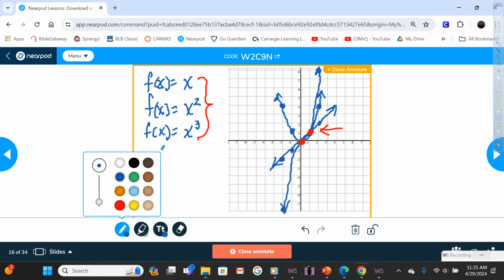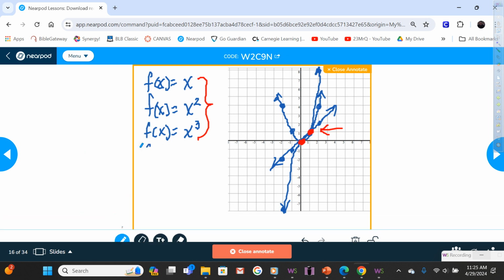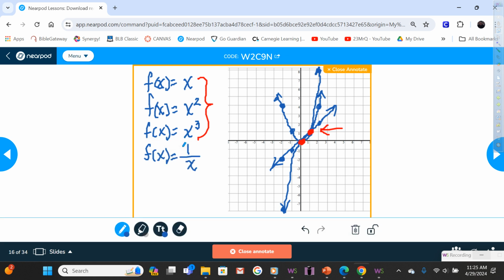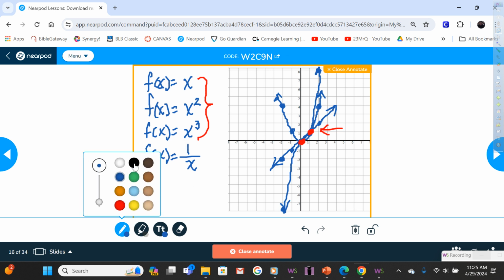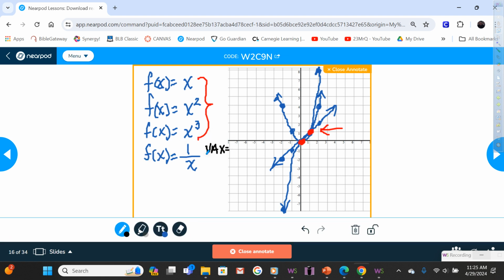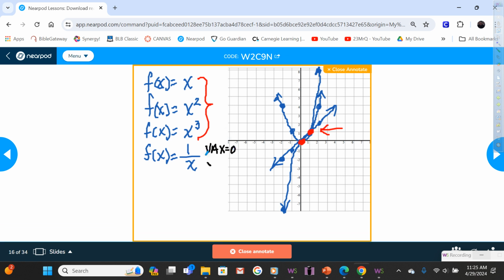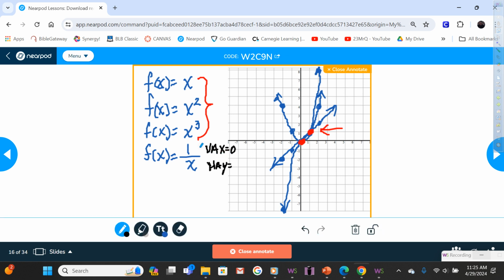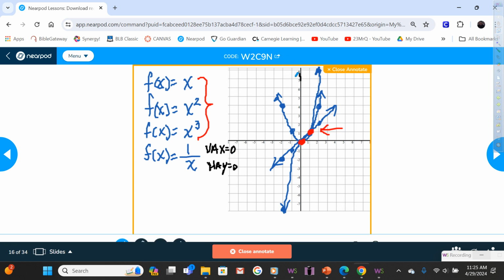If I was to use this same idea of graphing for my parent function f of x equals 1 over x, isn't that irrational? Yes? So, look up. First, what would be my VA? Remind your neighbor, what's our VA for this one? 0, that is correct. How about our HA? What is y equal to? 0, because there's nothing there. So that means I do 0 and 0.